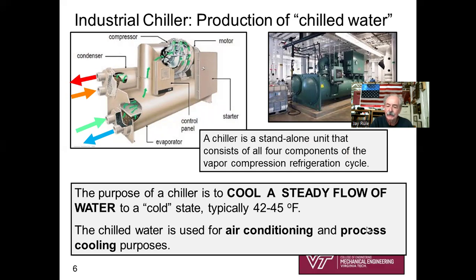And also in a lesser percentage would be process cooling. And I worked in a manufacturing facility where we used a lot of chilled water in order to cool down other hot liquids that needed to be cooled down in our manufacturing process. But by far and away, industrial chillers are used for air conditioning purposes for large office buildings and other commercial complexes.